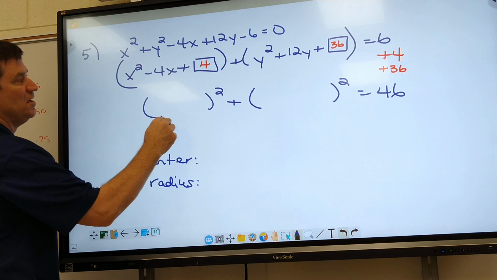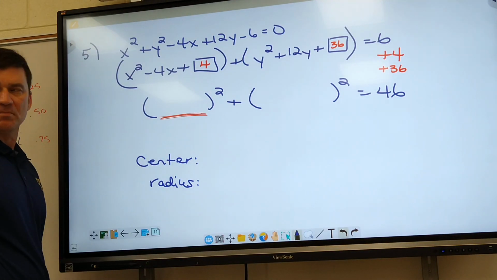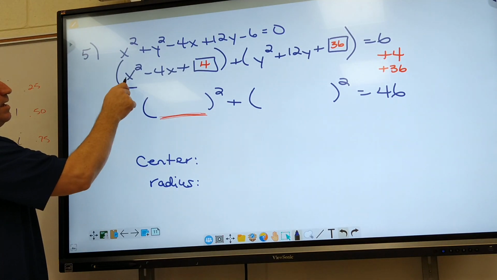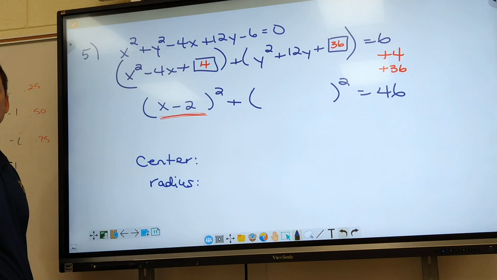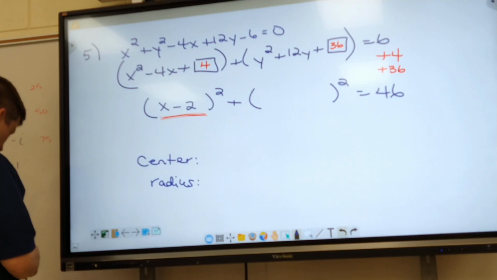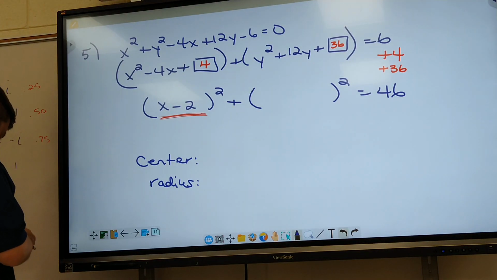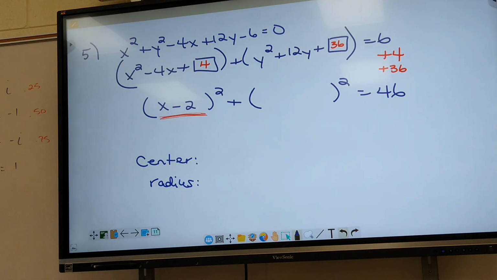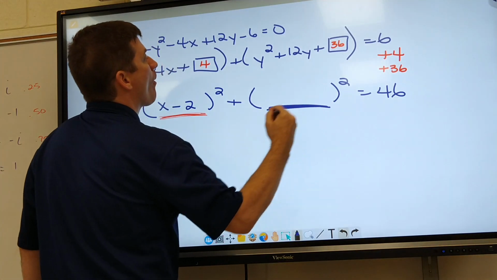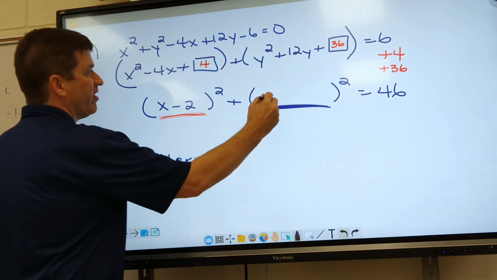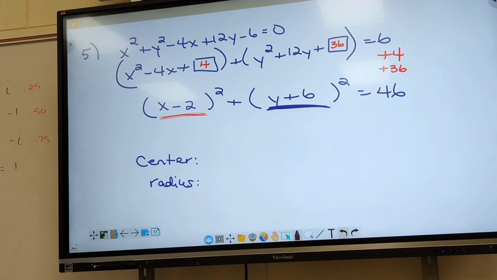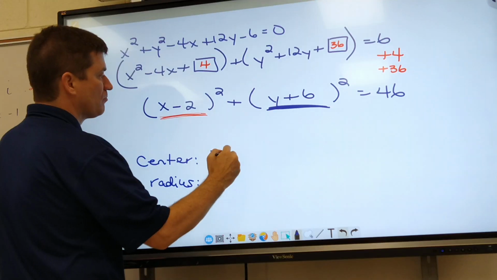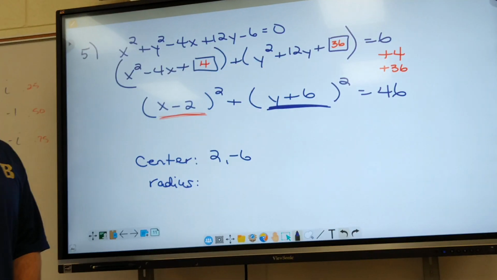All right, so what goes in here? Ariana, you remember? X minus 2. Very good. You just take half of that number. All right, what goes in here? Hannah, what goes in this one? Y plus 6. Very good. All right, Hannah, what's the center now? Very good. And how do you find the radius?